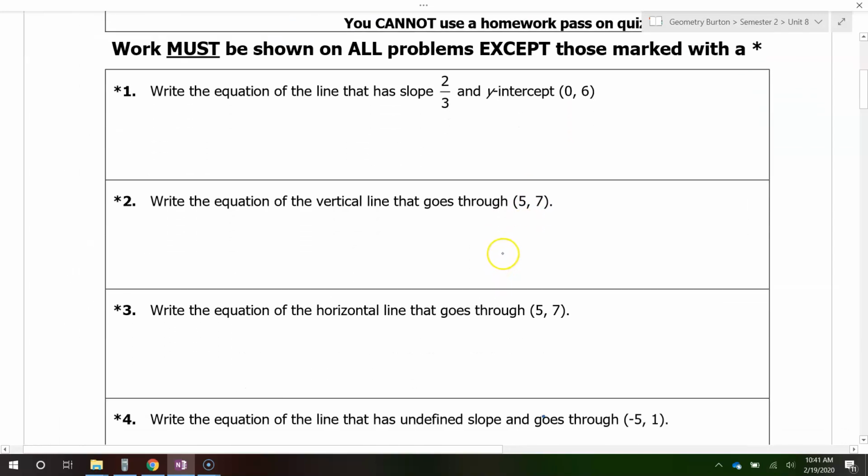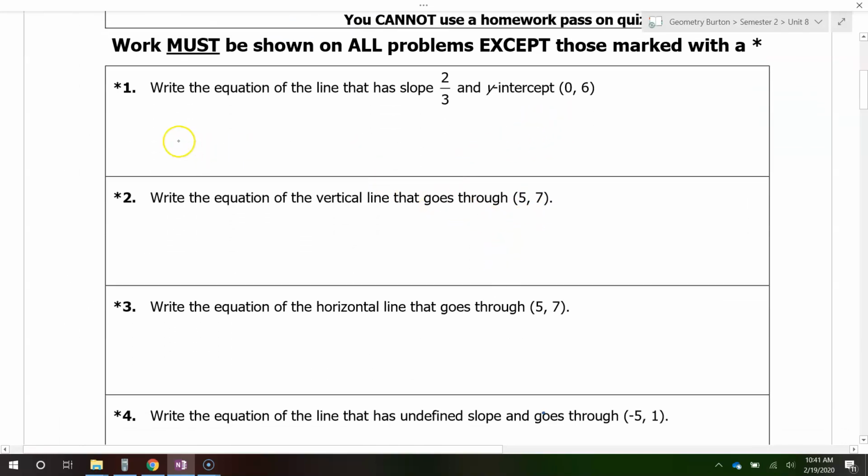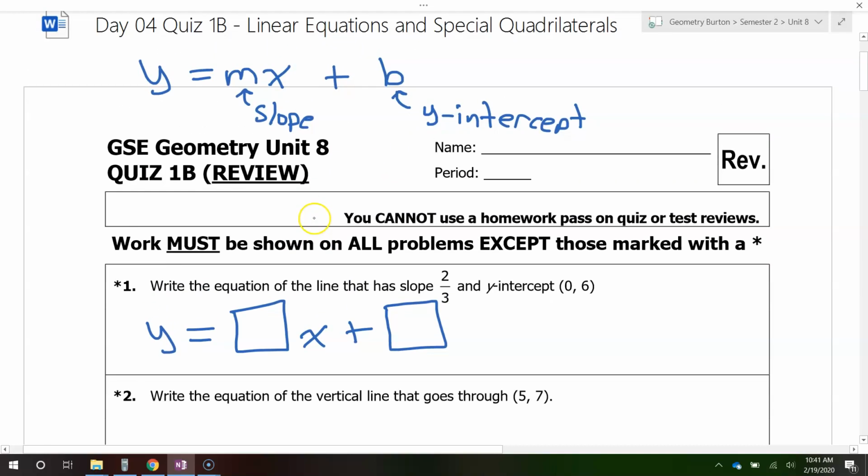So for problem number 1, it's going to be very straightforward. Whenever we are trying to write the equation of a line, basically we're just going to be finding the slope, and we'll put it here, and then we're going to find the y-intercept, and we're going to put it here. In other words, we're just filling in the m and the b. However, they gave us both of these things. So the slope is 2/3, so the 2/3 just goes right in here. And the y-intercept is the point 0, 6, so that means the b value is 6. So in other words, the equation will be y equals 2/3 x plus 6.